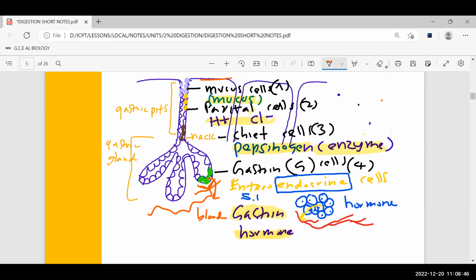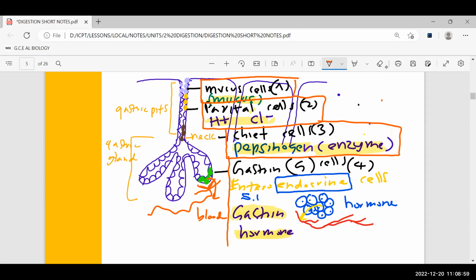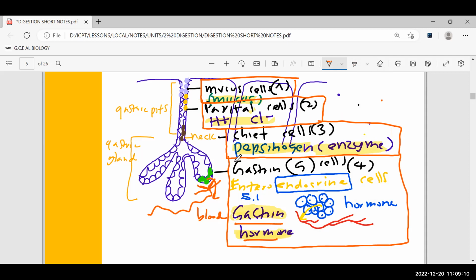So mucus cells secrete mucus, parietal cells secrete hydrogen and chloride ions, chief cells secrete pepsinogen, it's an enzyme, gastrin cells secrete gastrin. So gastrin is a hormone, it's going to the blood.